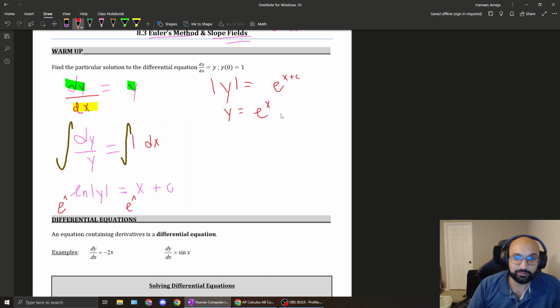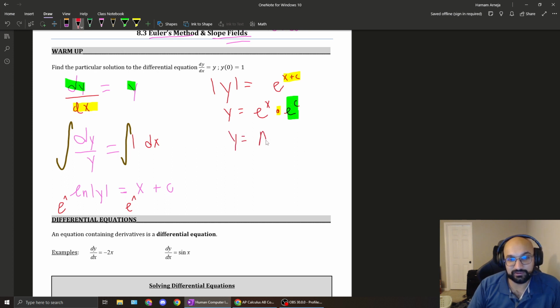And using a log property, we can split this up into two parts, which is very common. So you get e to the x times e to the c. That's because if you have addition and an exponent, it's multiplication with the same base. And then you have to consider what is e to the c. E to the c is a constant to a constant. And for the same reason we just talked about, that just turns into another constant.